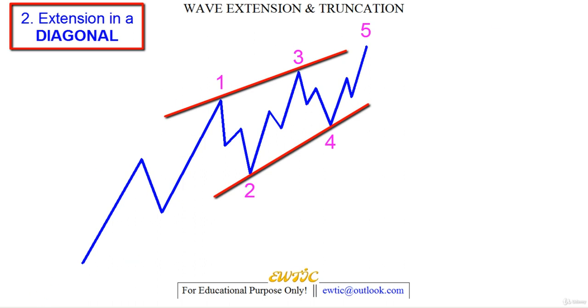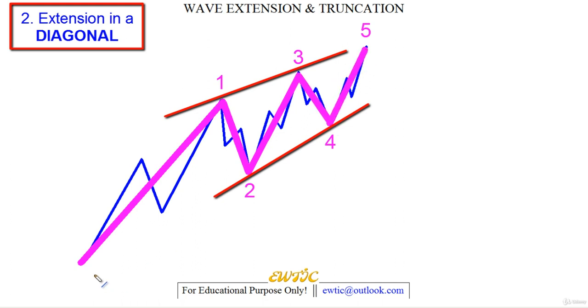Let me draw the single lines on these to make it clearer. This is wave 1, this is 2, 3, 4, and 5. See, wave 1 is much bigger than wave 3 and 5. So this is the example of a contracting diagonal.